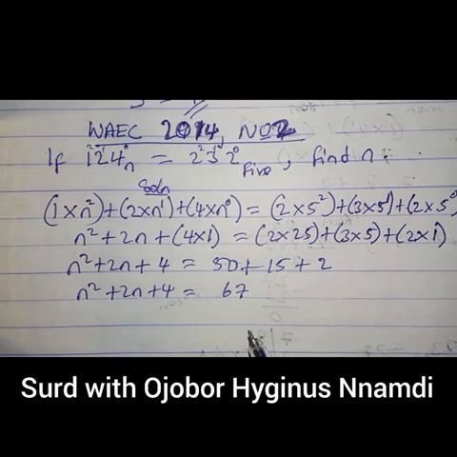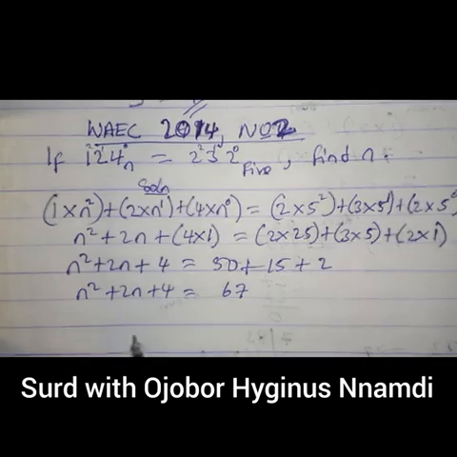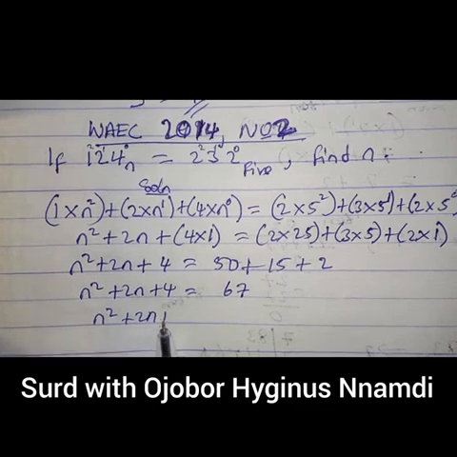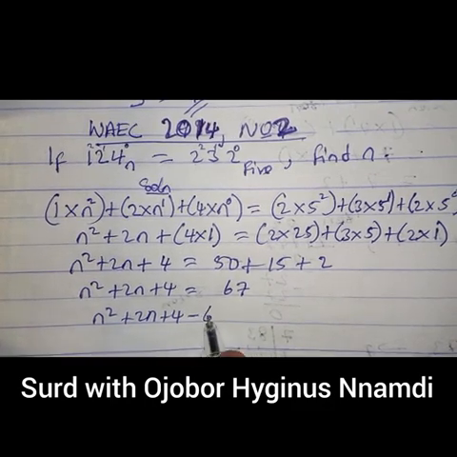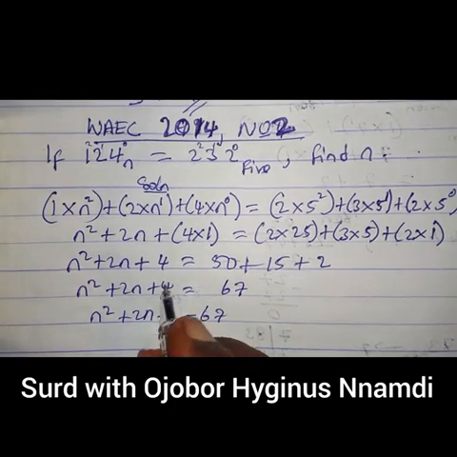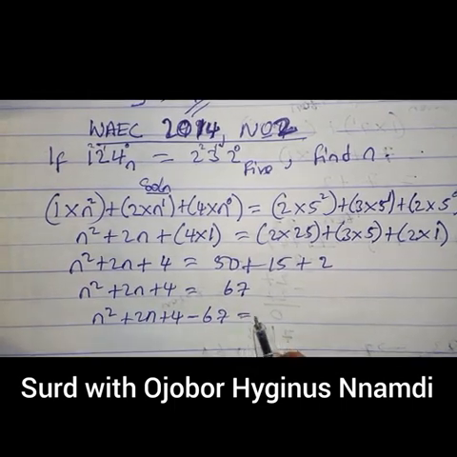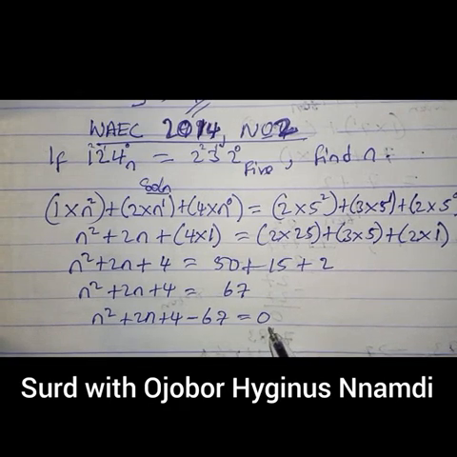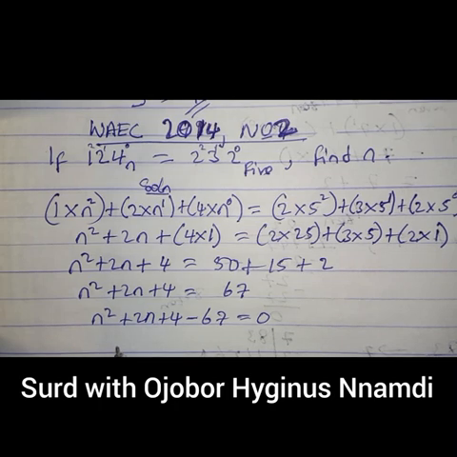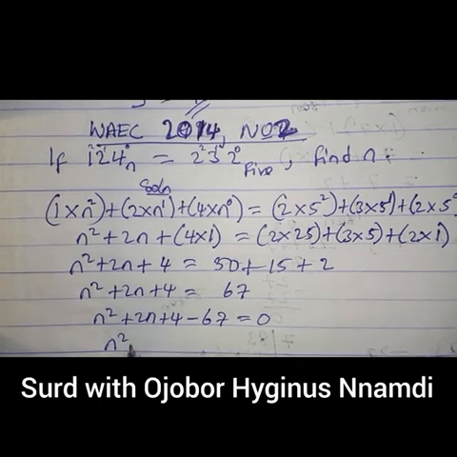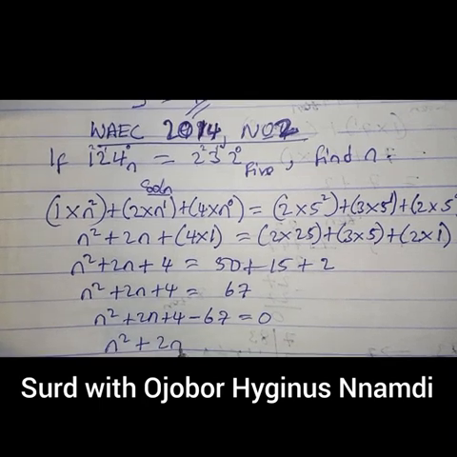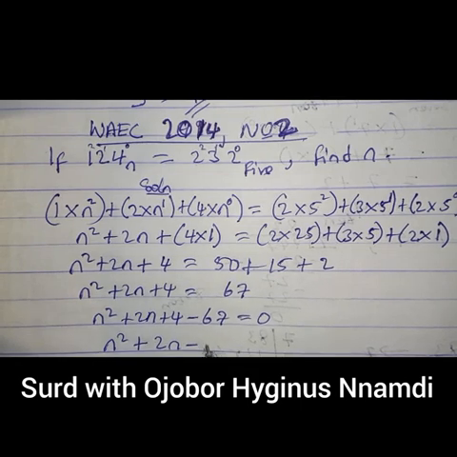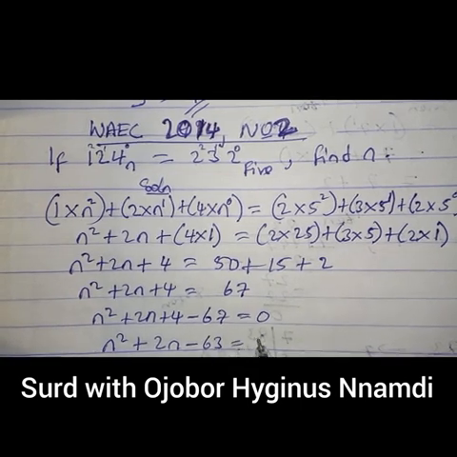If you look at this, you realize we are arriving at a quadratic equation. So you have n squared plus 2n plus 4, then minus 67. This 67 should cross the sign of equality to be negative, equals 0. Because if you remove 67 here, 0 will remain. So this will give us n squared plus 2n, 4 minus 67 will give us minus 63 equals 0.